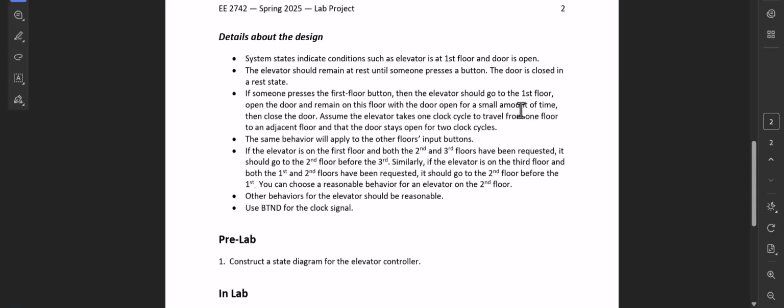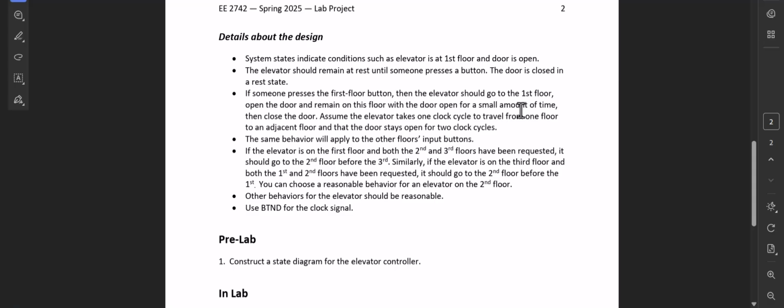Shouldn't go anywhere. If someone presses the first floor button, then the elevator should go to the first floor, open the door, and remain on this floor with the door open for a small amount of time, and then close the door. Assume the elevator takes 1 clock cycle to travel from one floor to an adjacent floor, and that the door stays open for 2 clock cycles.